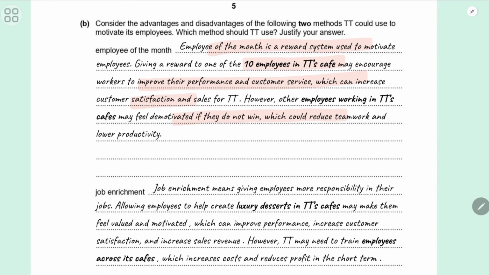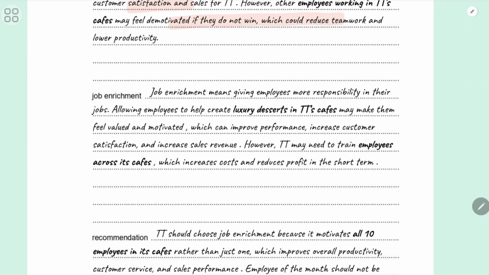Job enrichment means giving employees more responsibility in their jobs. Allowing employees to help create luxury desserts in TT's cafes may make them feel valued and motivated, which can improve performance, increase customer satisfaction, and increase sales revenue. However, TT may need to train employees across its cafes, which increases costs and reduces profit in the short term. This paragraph also includes knowledge, application, and analysis, so it reaches level 2. Now let's look at the recommendation.